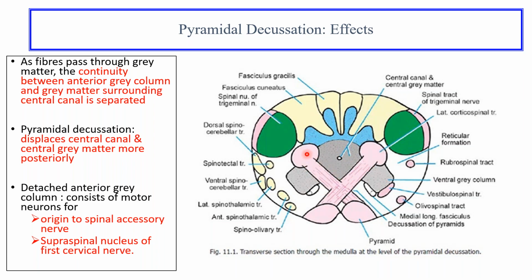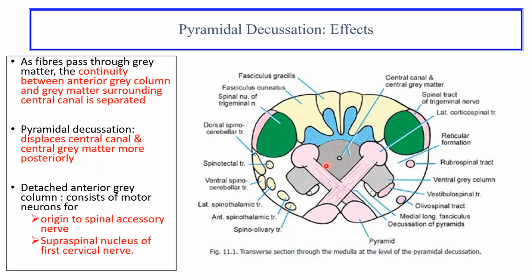Because of this pyramidal decussation, there has been displacement of the central canal and the central gray matter into the more posterior plane. Not only have they separated the central gray from the anterior gray, but also they have pushed the central canal and the central gray into the more posterior plane.